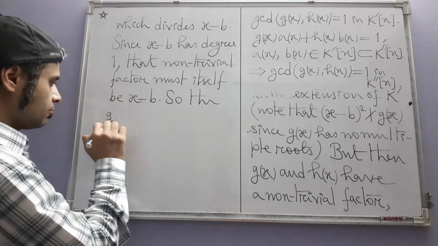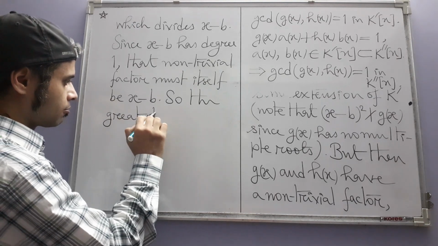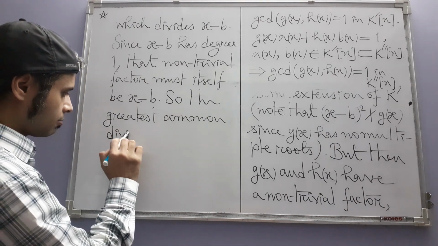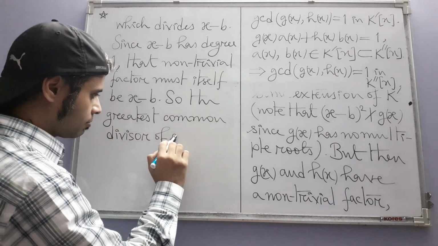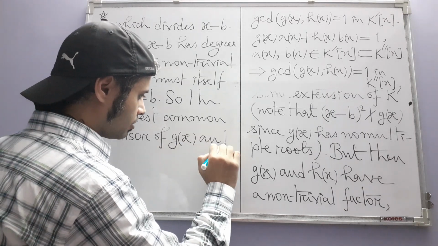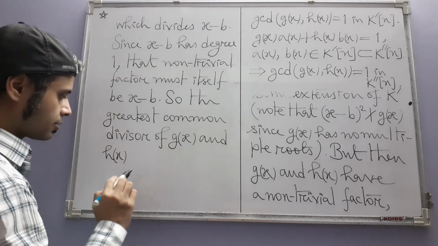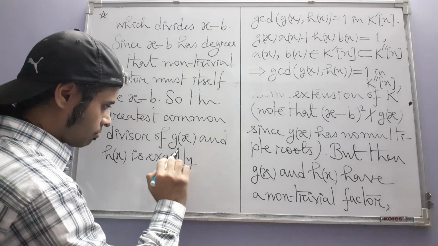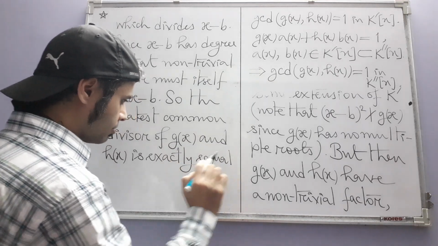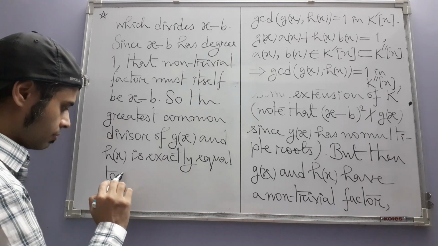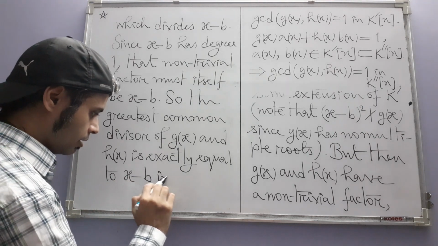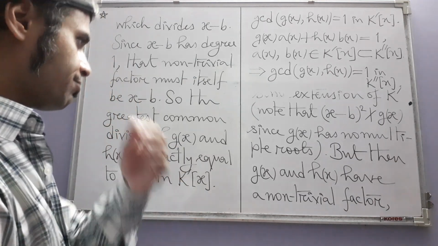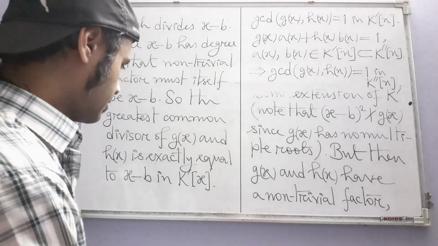So the greatest common divisor of gx and hx is exactly equal to x minus b in k prime x.